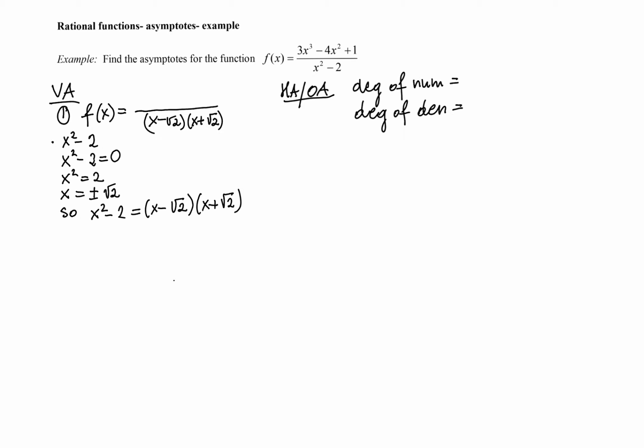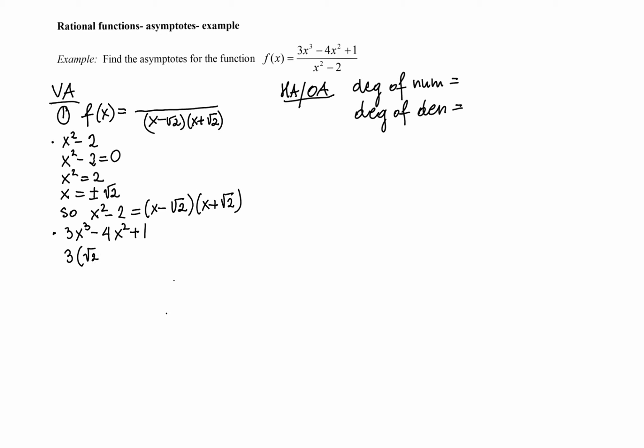To reduce to the lowest terms, I need to figure out whether the numerator and the denominator have common factors. So I actually do not have to factor the numerator. What I have to check is whether x minus square root of 2 or x plus square root of 2 are factors of that polynomial. So how do I do that? Well, they are factors if square root of 2 or negative square root of 2 are zeros of that polynomial. We can check that easily by plugging in the values.